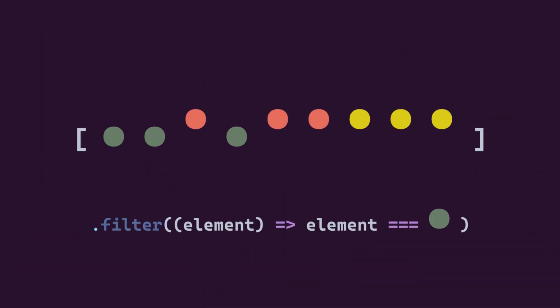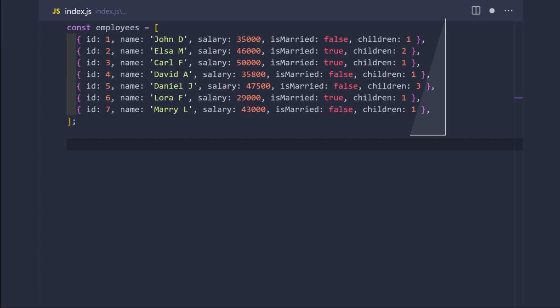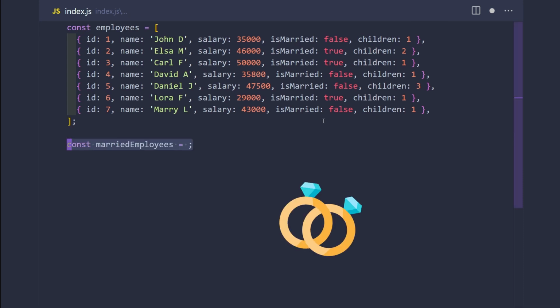So the first method is filter. As you can understand from the naming, it helps us to filter out elements from the array. We are going to use employees array as a sample. So for the first case, we need to get all married employees.